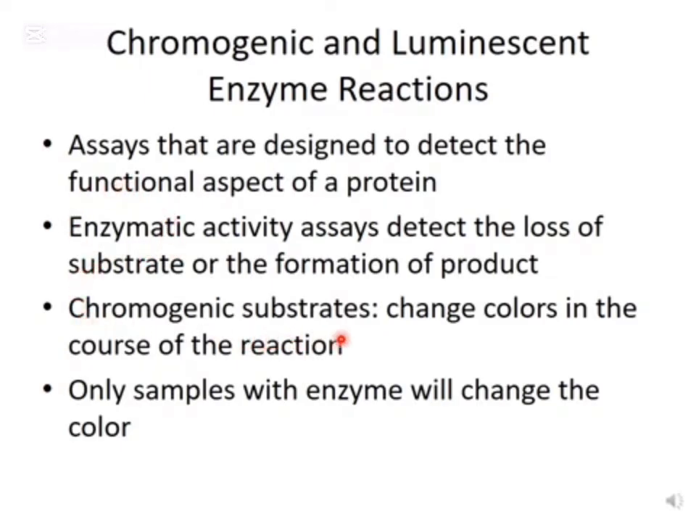Chromogenic substrates, as I just mentioned, are the ones that change color in the course of the reaction, and the change in color means a decrease in the substrate's color or an increase in the product's color. So it could also be measured either way. Only samples with the enzyme will change color. If the enzyme is not present, you're not going to get any change in color. So let's say we have A, which by an enzyme results in B, and A's color is red while B's color is blue.